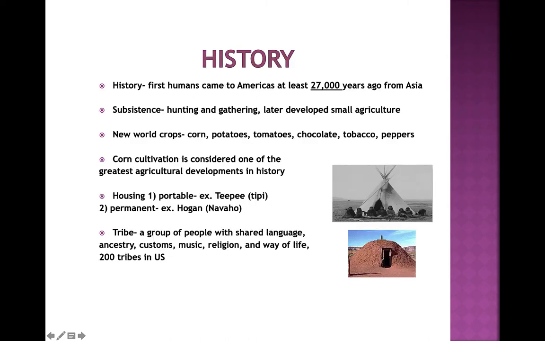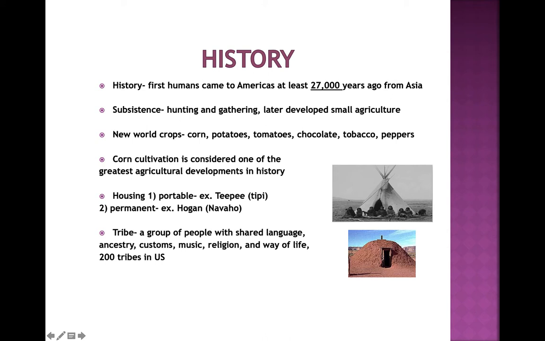No one knows exactly when the first humans came to the Americas. Some scientific evidence places it at about 27,000 years. Other evidence goes back as far back as 100,000 years. Some Native American groups say that they've been here since the beginning of time. But most scientists will say that people first came to the Americas via the land bridge between Siberia and Alaska at least 27,000 years ago.